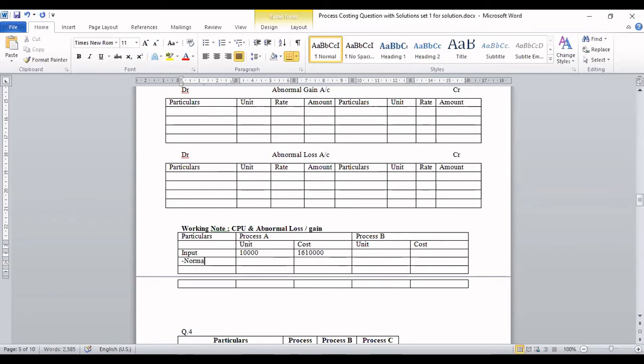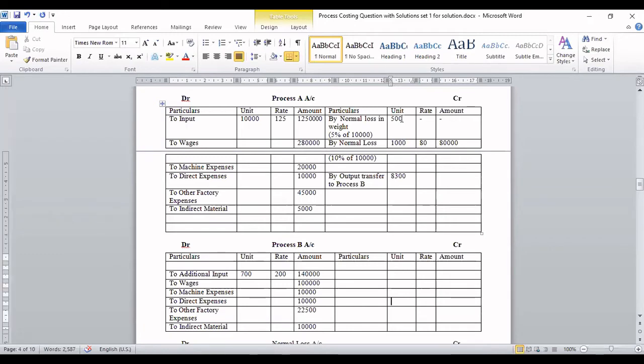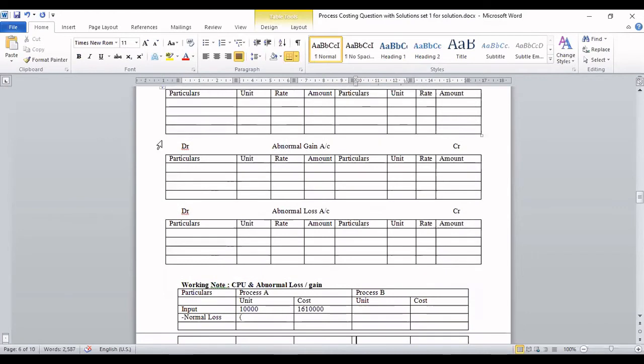Normal loss. So now tell me, what quantity should I write here in units? Think and tell me. 800? How did you get this 800? It is 1,000 plus 500. This 1,000 is bad quality goods, but this 500 is also my weight loss. So while calculating normal loss, you have to take 1,500 total. Yes, exactly, 1,500. And what was the amount? 80,000. I hope this is clear to you.